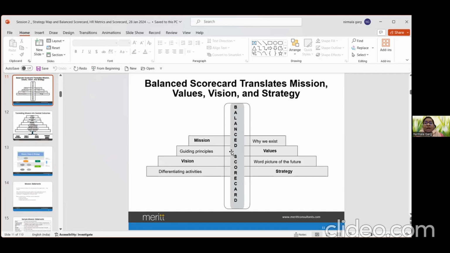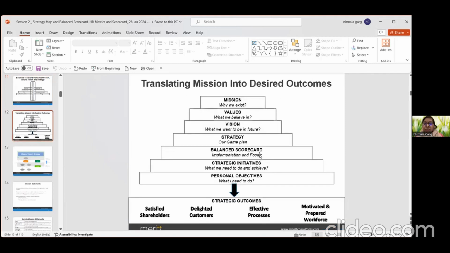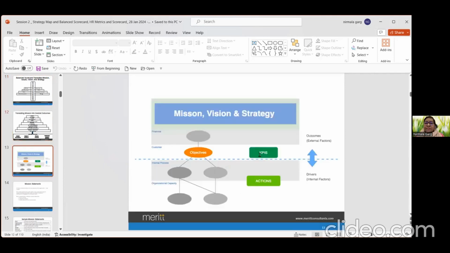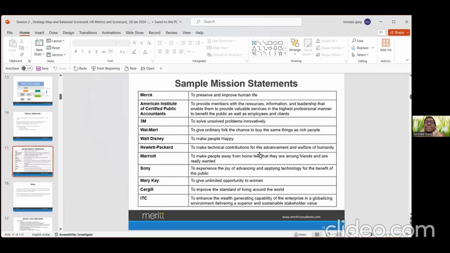What are values? Values are the culture. They are the way we do things here, those guiding principles, moral, ethical, by which we work here. And what is vision? Vision is where you want to go in the future. Does anybody remember any vision statement of any organization or your organization?